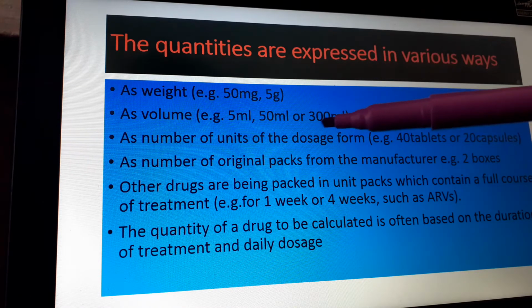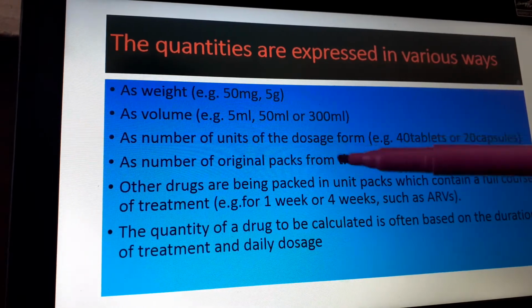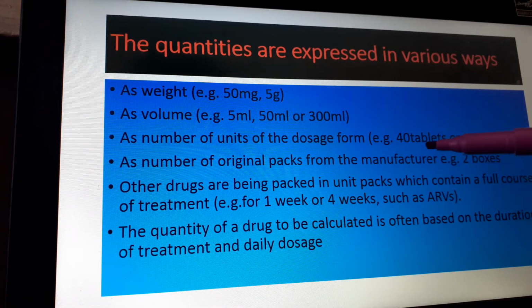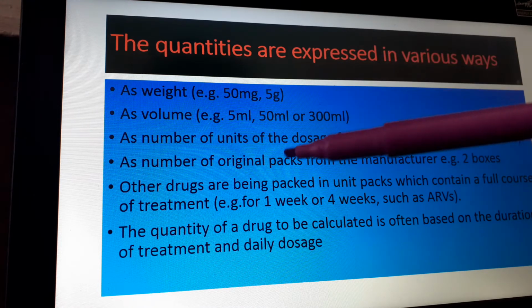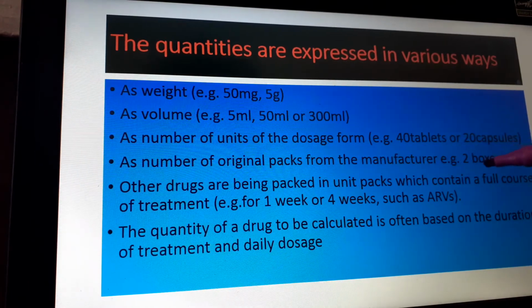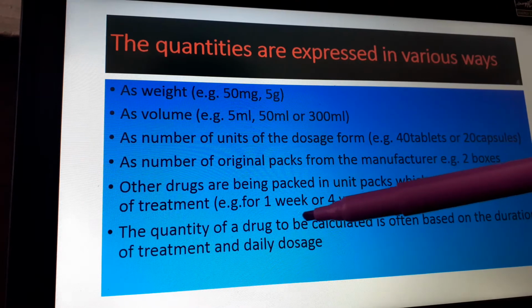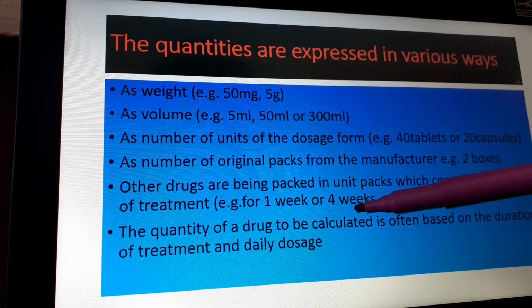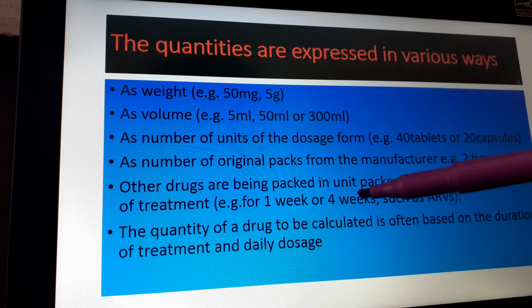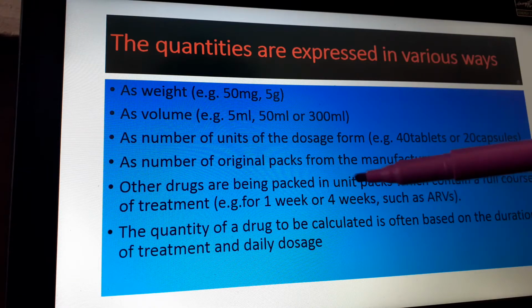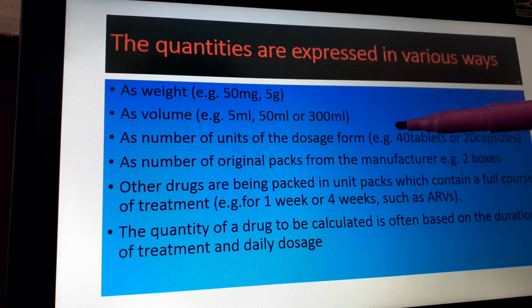But they are also given as number of units, for example tablets, maybe 40 tablets or 20 caps. This is for the drugs that are in solid form. Or number of original packs, maybe boxes. Other drugs are packed in a unit which contains a full course of treatment for 1 week or 4 weeks, such as ARV or anti-malaria medication. You find them in the pack for the whole dose.